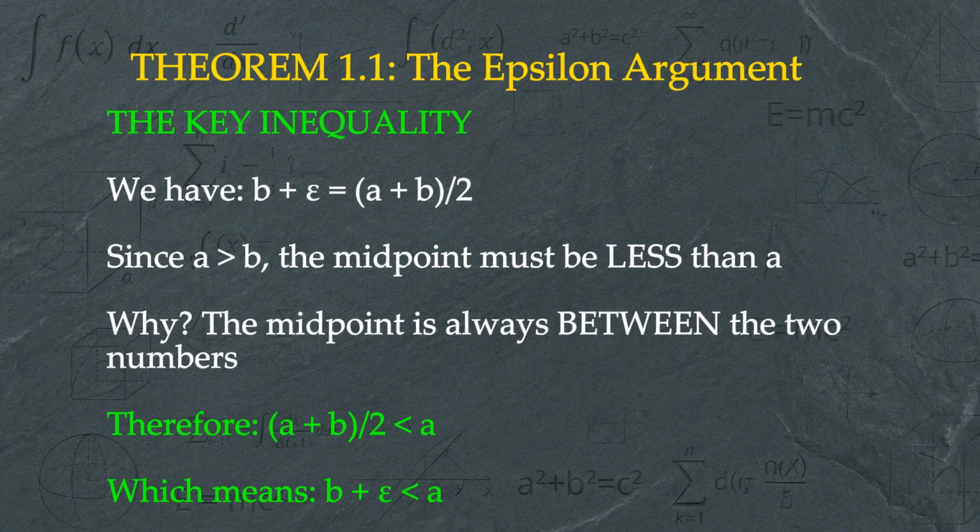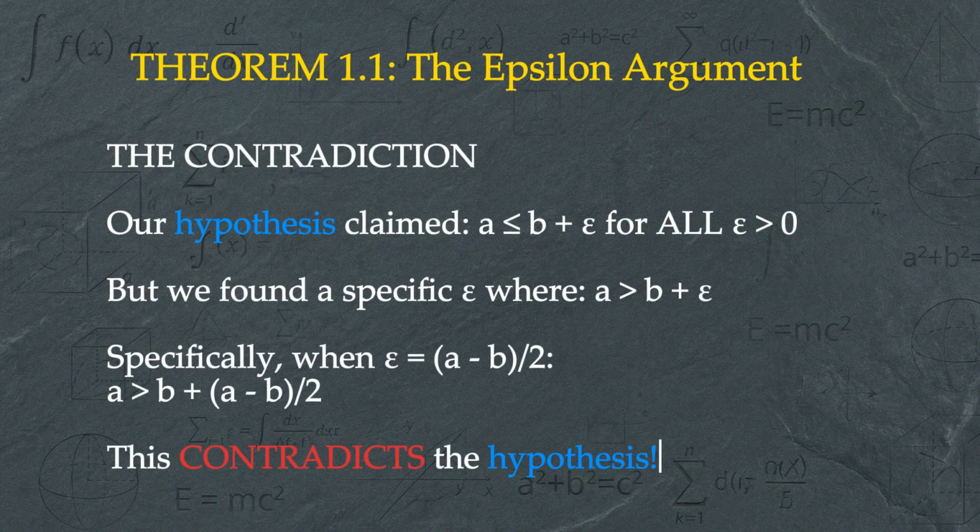Here's the key insight. Since A is strictly greater than B, their midpoint must be strictly less than A. Why? Because the midpoint is always between the two numbers. It's exactly halfway. So we have (A plus B) over 2 is strictly less than A. In other words, B plus epsilon is strictly less than A. But look at what we've discovered.